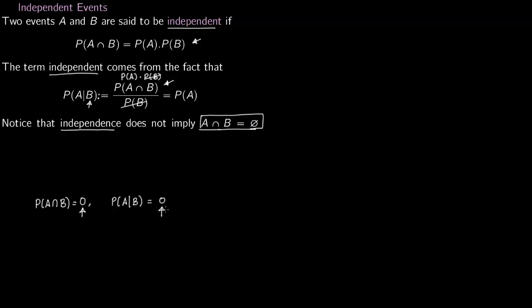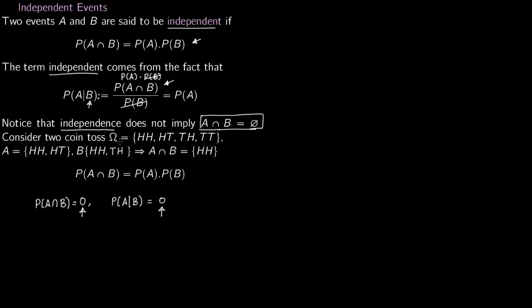Now let us do an example. So consider two coin tosses. So the sample space is head head, head tail, tail head, tail tail. So A is the event that you have head head, then head and tail. B is the event you have head head, but then you have first coin as a tail and second as a head. So A intersection B is just head head. This is the common element. So A intersection B is head head.